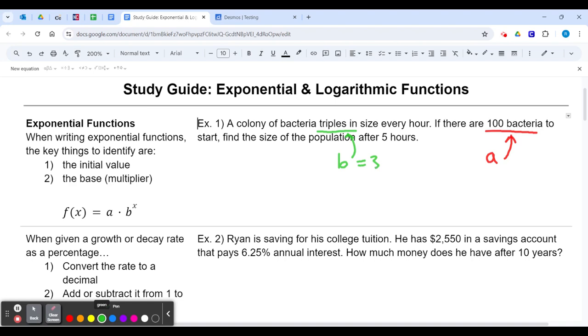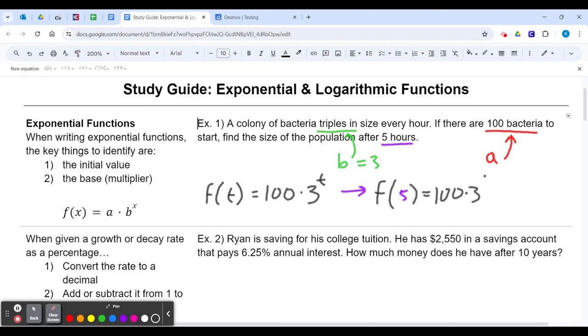And if we want to write a function to demonstrate what this looks like over time, I'm going to use t as my input because we're using time, so f of t. And we're starting with that initial amount, 100. That only shows up once, but it's multiplied over and over and over again by this base 3. So I'm going to raise that to the t power, where t is my time in hours. Now, if I want to find my population after 5 hours, all I got to do is throw in a 5 here for my function, which means that we are just plugging that 5 in for t instead.